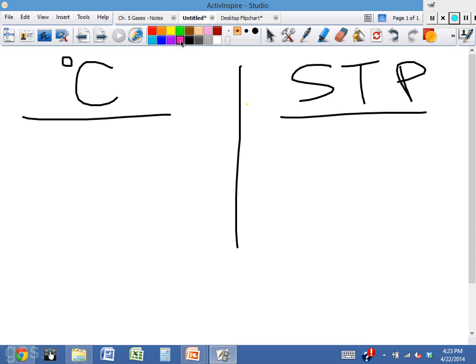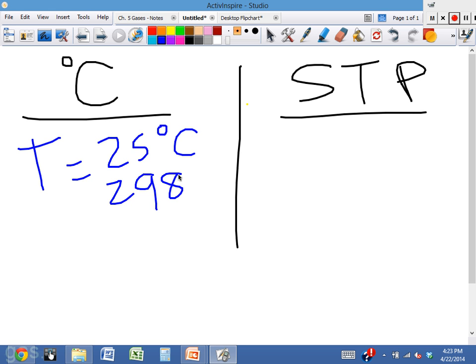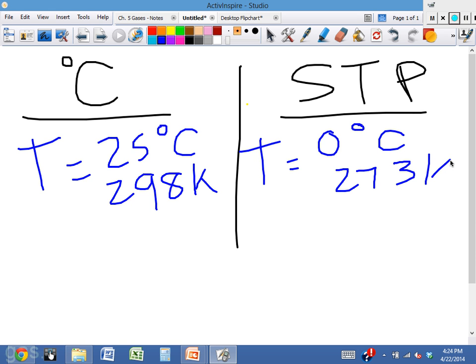I'm just going to go ahead and make it a little bit easier. Your T at standard conditions is 25 degrees C and 298 K. At STP, your temperature is 0 degrees C and 273 K. Now, I know what you're thinking. We already know that this is 32 degrees Fahrenheit, which is extremely cold. So what is 25 degrees in Fahrenheit? Well, you're looking at about 77 degrees Fahrenheit. So no, you would not need a coat.